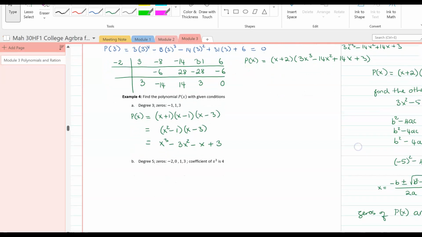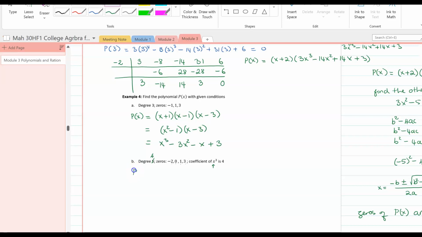So this is the degree 3 polynomial that satisfies the given condition. However, the next one is a little different. It asks for a polynomial where the coefficient of x to the third is 4, and here we have 4 zeros. If we want to find the degree 4, that's a typo. The coefficient of x to the third is 4.